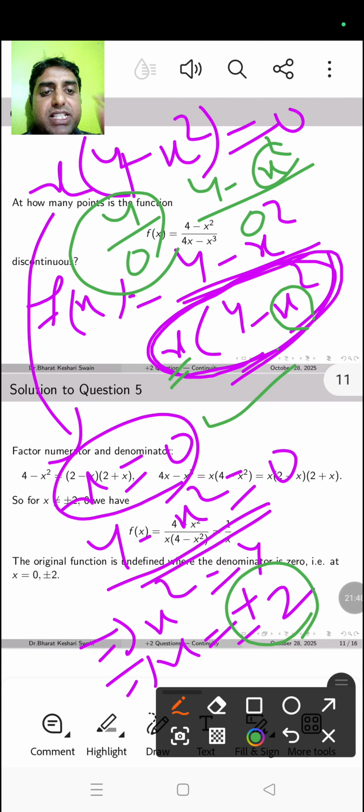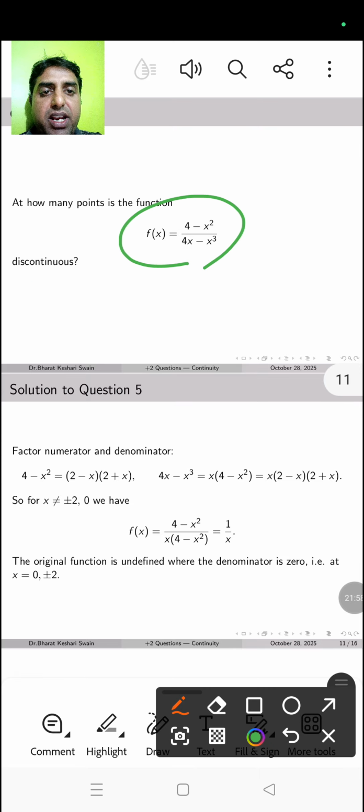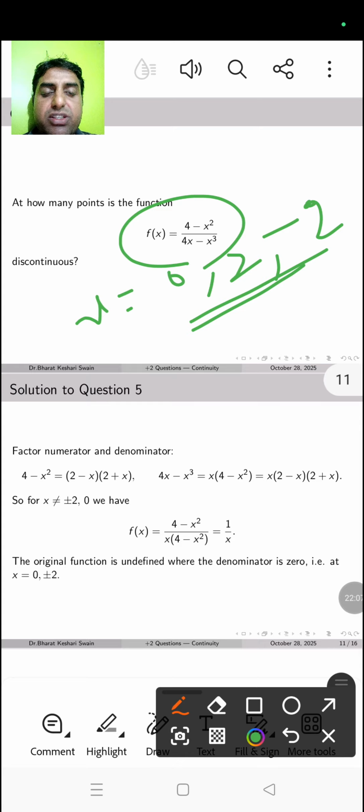Similarly, if you put x equal to 2 and x equal to minus 2, your denominator is also 0. So the given function is not defined at x equal to 0, at x equal to 2, and at x equal to minus 2. So at these 3 points, the function is not defined. Not defined means discontinuous points. At these 3 points, the function will be discontinuous.